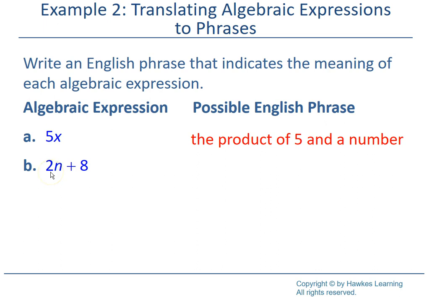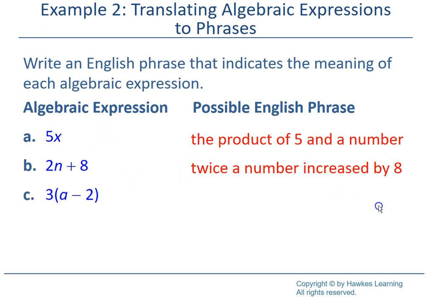The product of 2 and a number increased by 8. And there are different ways to say it. So they're saying twice a number increased by 8. That one would be good as well. Now, keep in mind, these are potentially quiz questions.